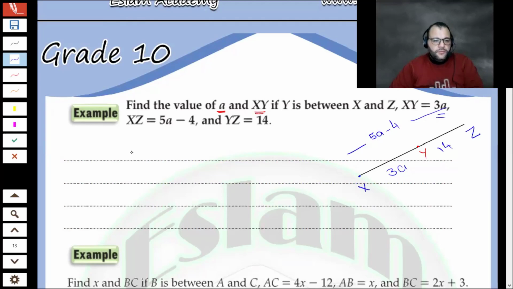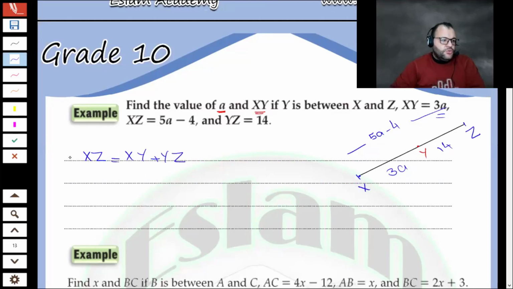First we add. It will be XZ. Just a minute, one by one. XZ equals XY plus YZ, as we know that the largest part equals the sum of the two smaller parts. So XZ equals XY plus YZ.